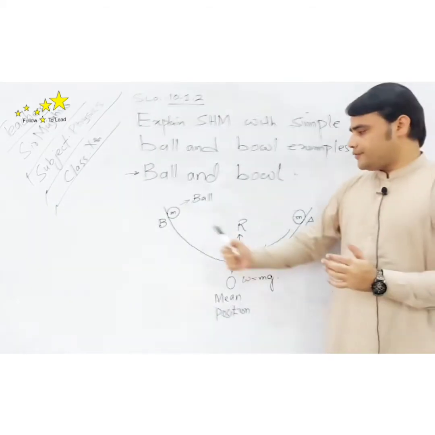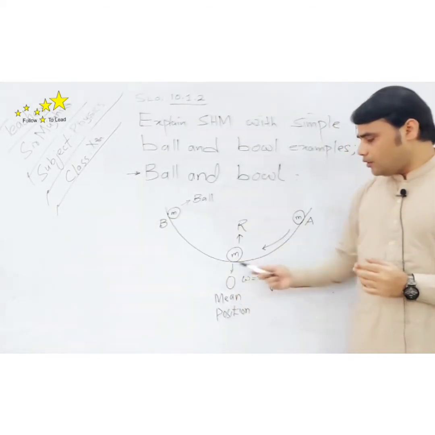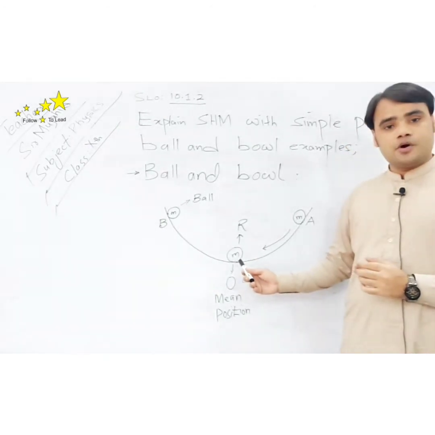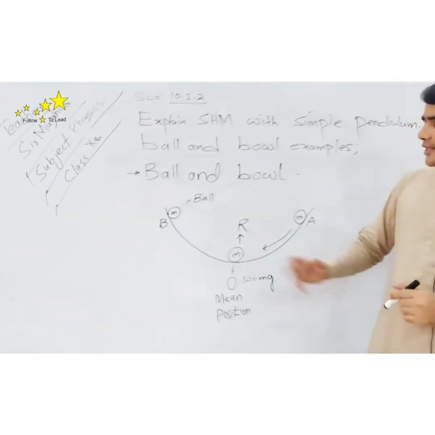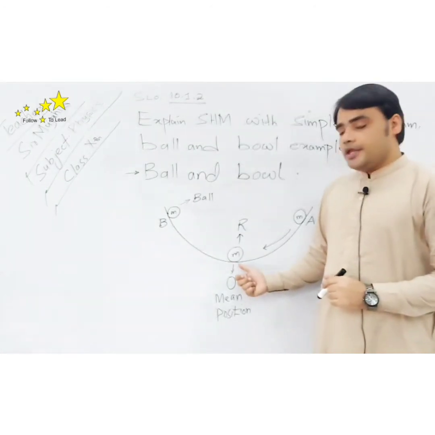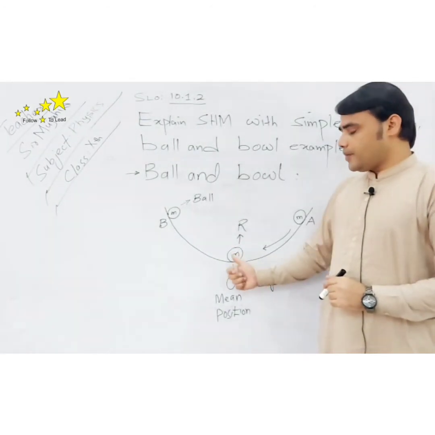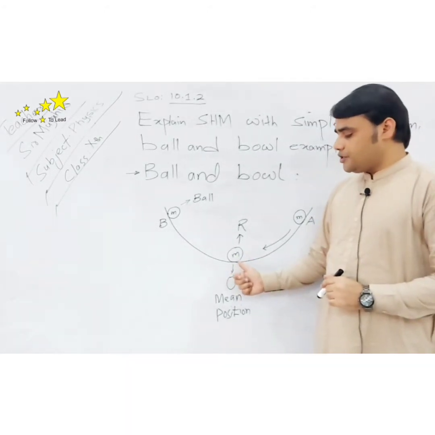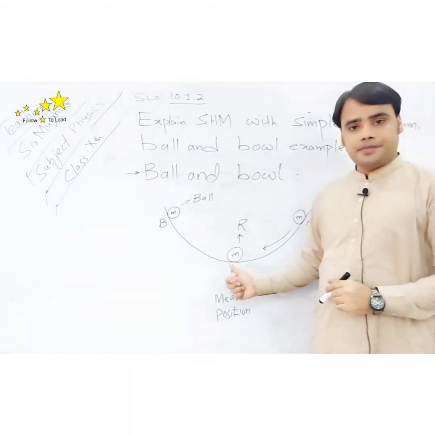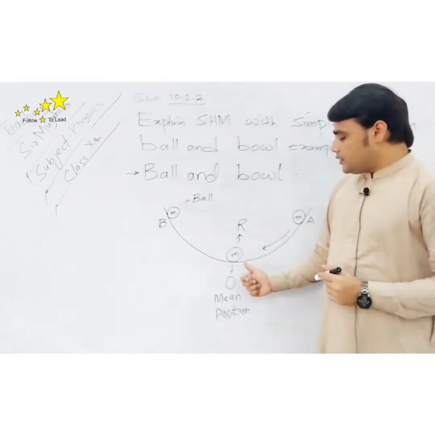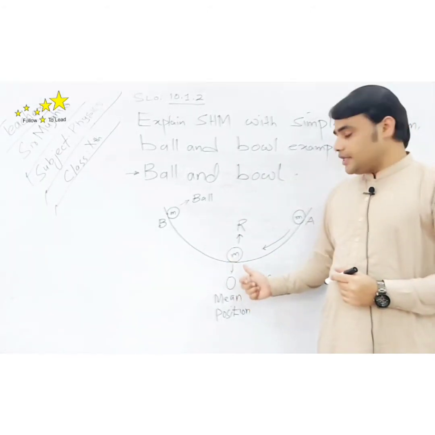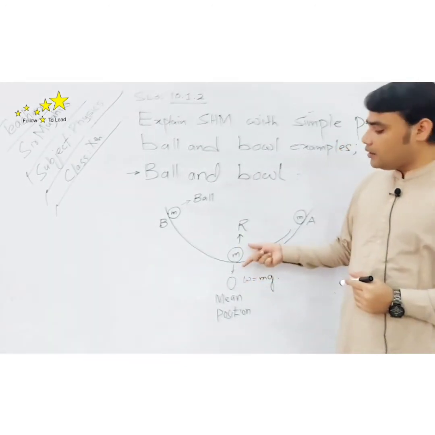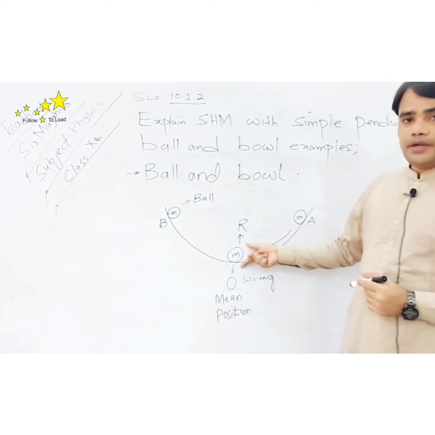Here I have drawn the bowl in which we have placed a bob of mass M, which is a ball. We can see here that at its mean position, at the center of the bowl, its motion is stationary. Why? Because the force acting downward is equal to the normal reaction. So the net force acting on this ball is 0.